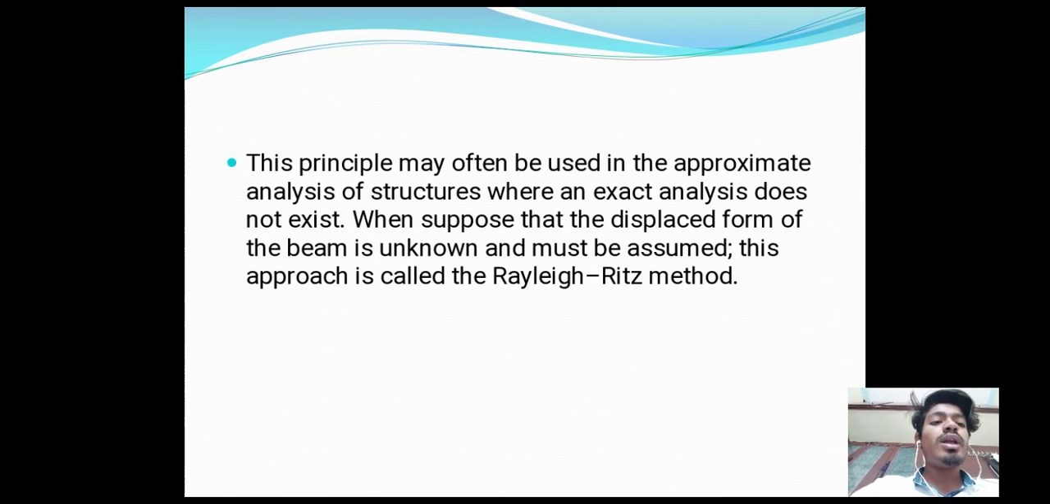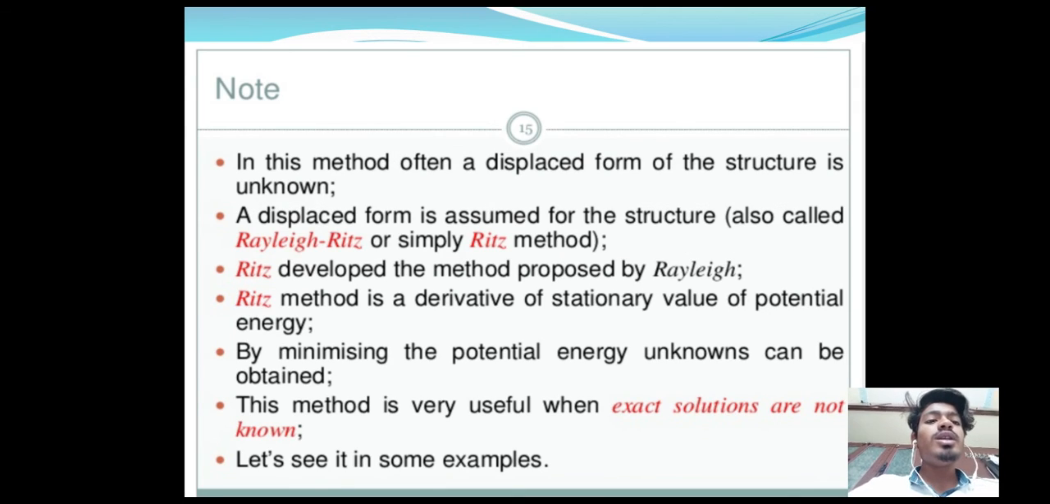This approach is called the Rayleigh-Ritz method. In this method, often the displaced form of the structure is unknown. A displaced form is assumed for the structure, also called the Rayleigh-Ritz or simply Ritz method. Ritz developed the method proposed by Rayleigh. The Ritz method is a derivative of the stationary value of potential energy. By minimizing the potential energy, unknowns can be obtained. This method is very useful when exact solutions are not known. Let's see it in some examples.